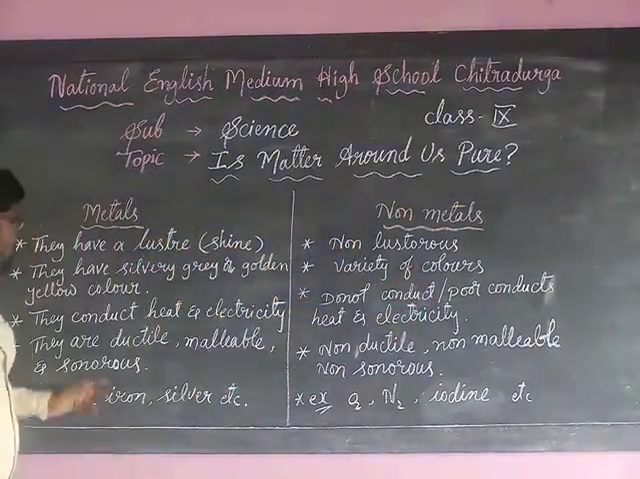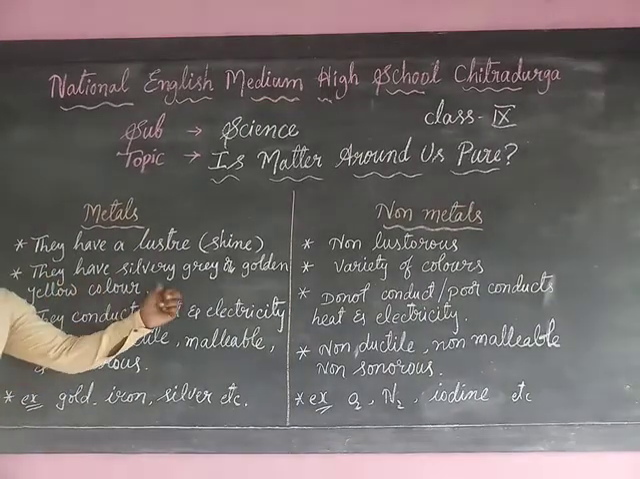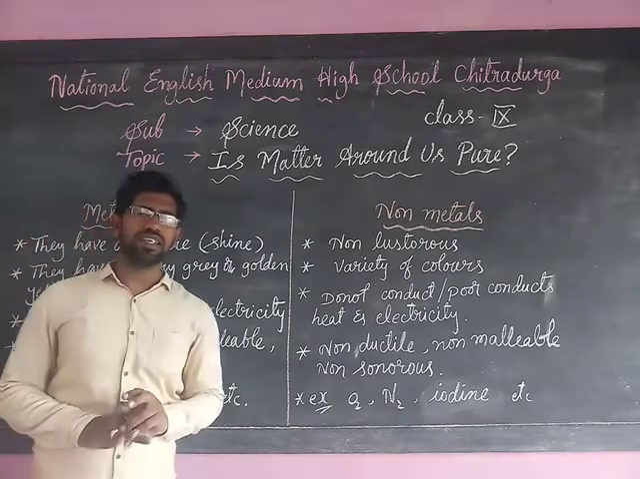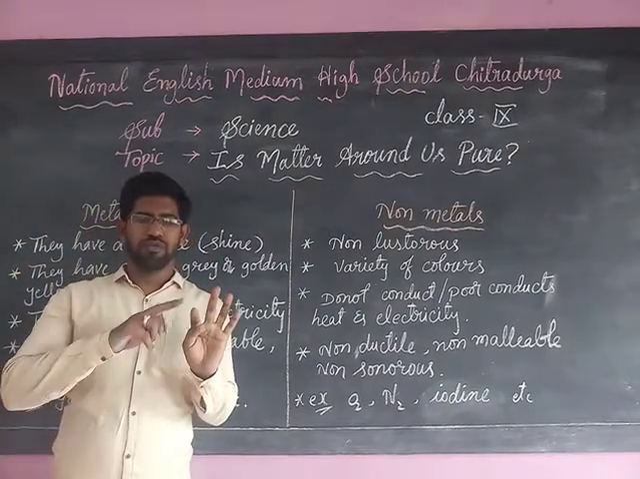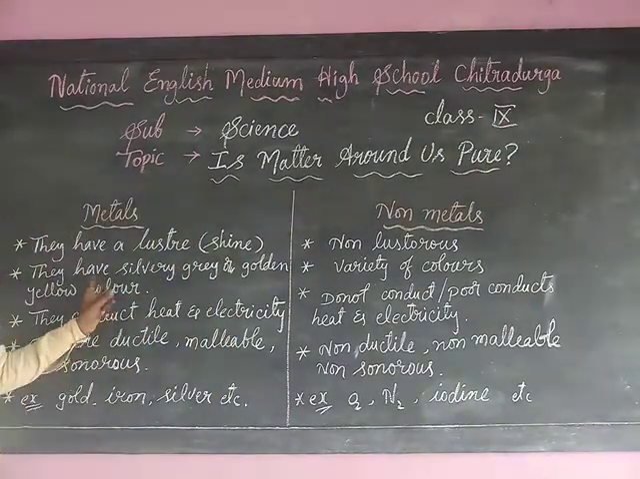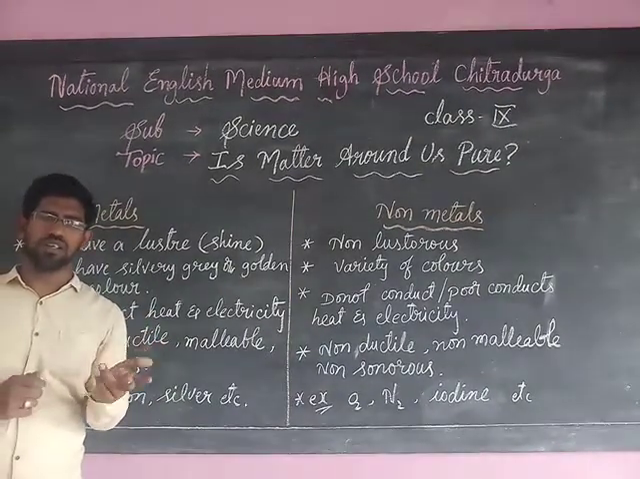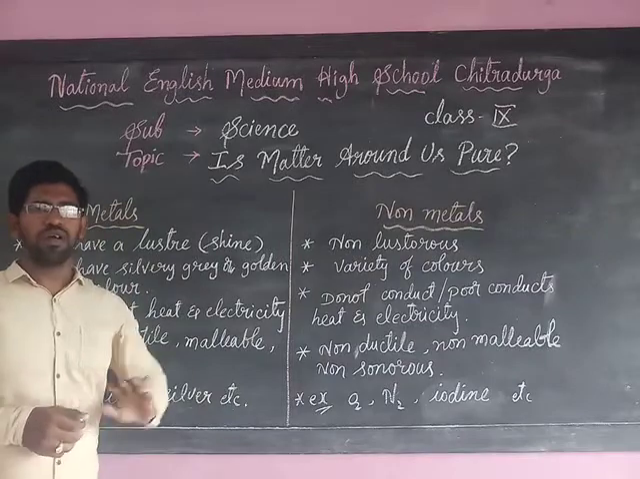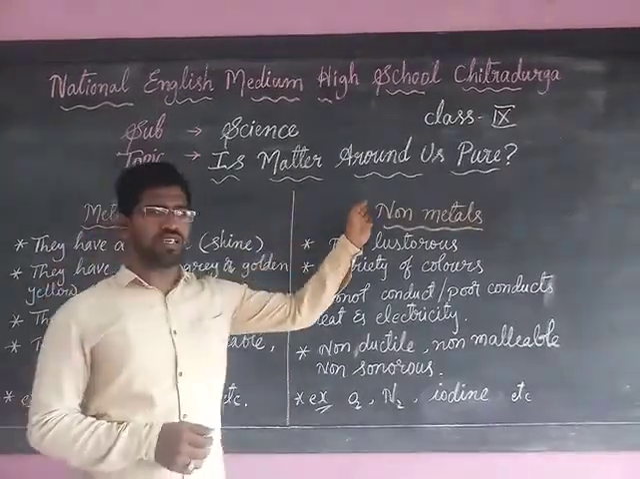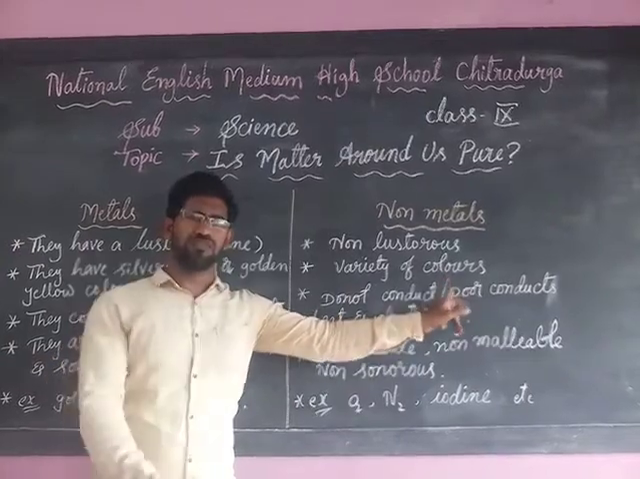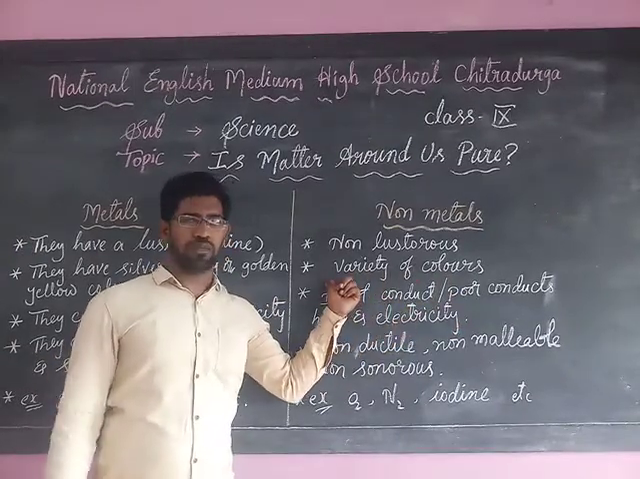Understood? Then next, metals have a silvery gray or golden yellow color. The metals are generally available in two colors only. One is silvery gray, or the second one is golden yellow. In these two colors, the metals are available. While compared to non-metals, the non-metals exhibit a variety of colors. A number of colors are present in the non-metals.